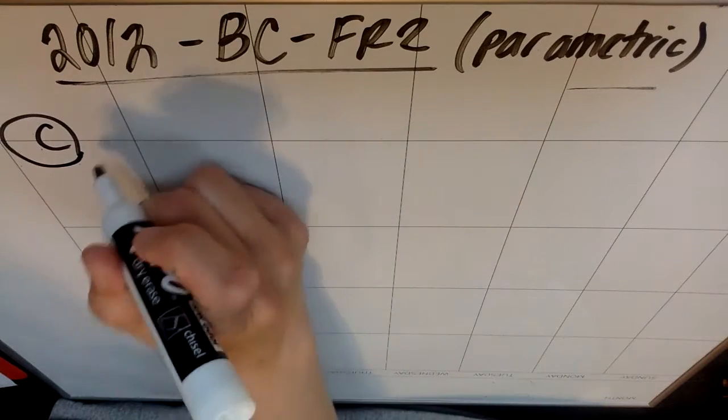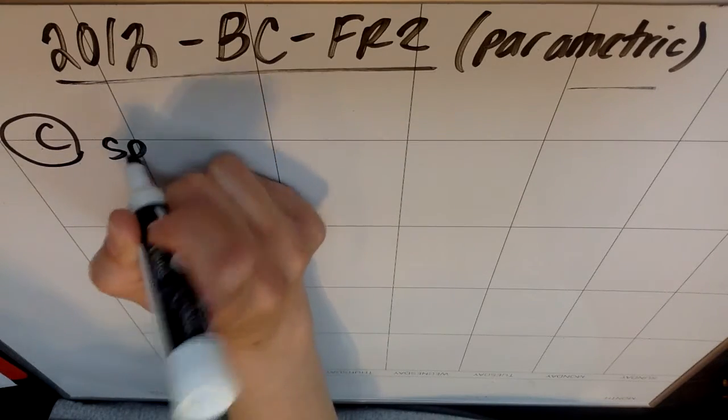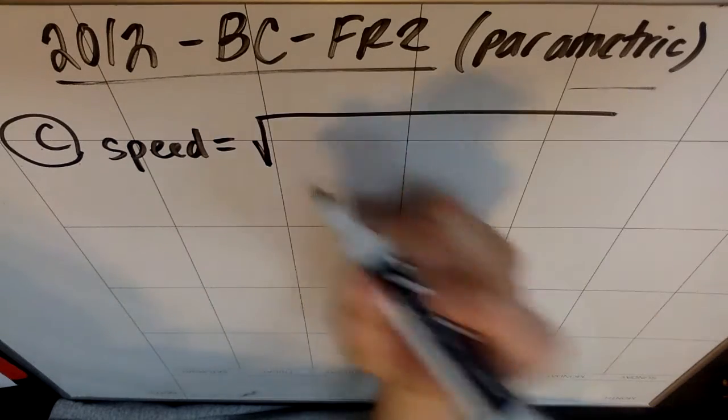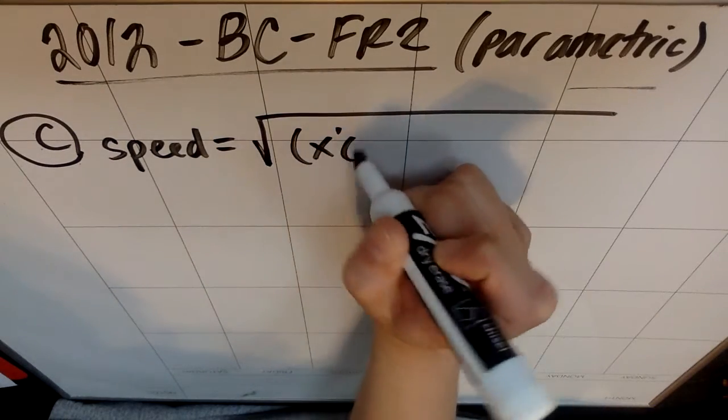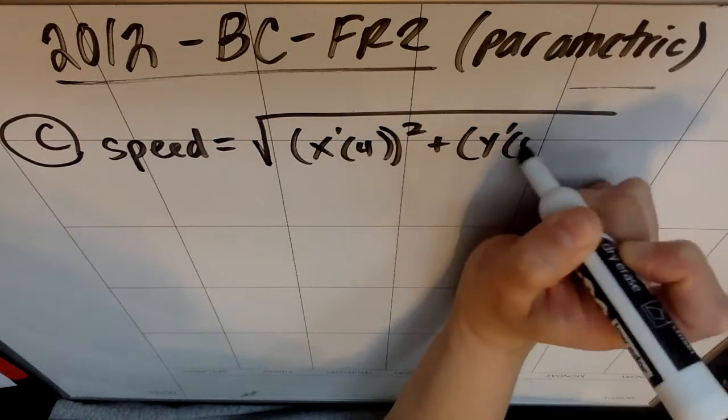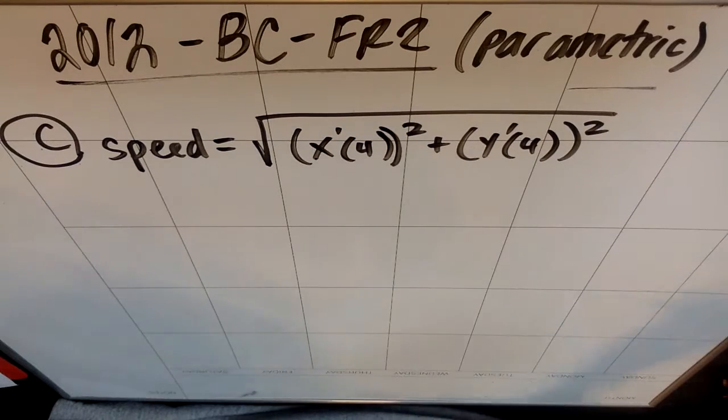So it's important to know how you find speed. The speed that you want is going to be the square root of x prime of 4 quantity squared plus y prime of 4 quantity squared. Not integrated, just typed in. You have some options for how you want to do this. It's honestly entirely up to you.